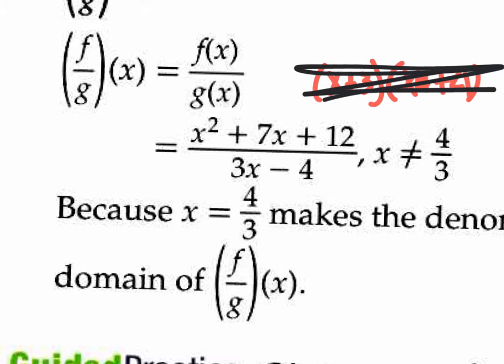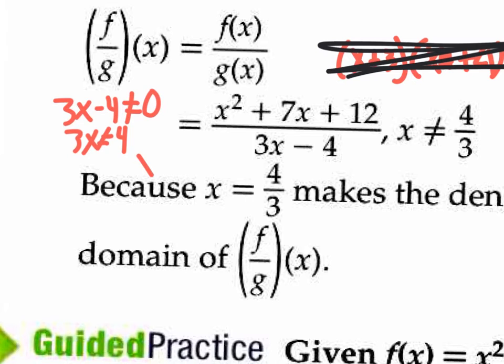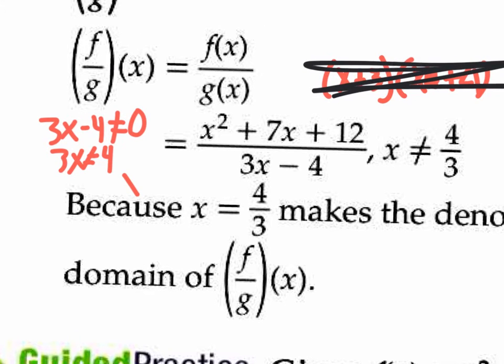So what you're supposed to do is to take the 3x minus 4 and say, I don't want the 3x minus 4 to be 0. So if I were to solve, then that means that 3x cannot be 4, which means that x cannot be 4 over 3.